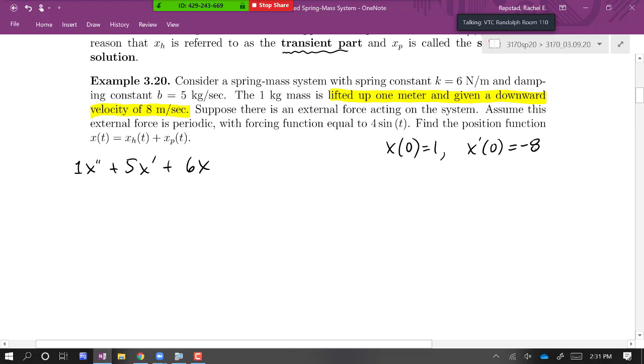Now it says, suppose there is an external force acting on the system. We'll assume that this external force is periodic with a forcing function equal to 4 times sine of t, so that's the function on the other side. And we're going to find the position function.